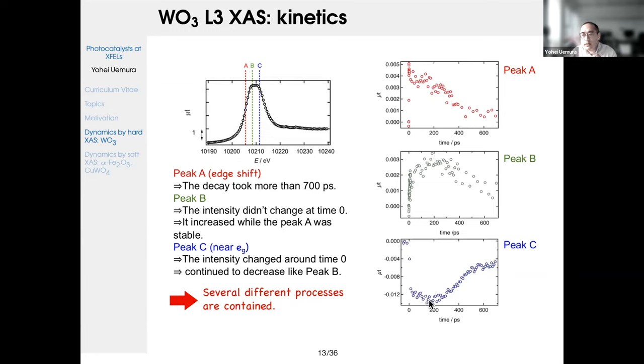So that has another process. Also, this process is consistent with the peak B position, which did not change. Intensity didn't change at first, then it increased slightly, then it decreased, then relaxed to the initial state. So we found several different trends in the tungsten trioxide L3 edge.